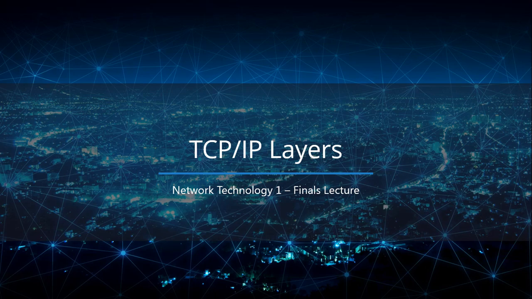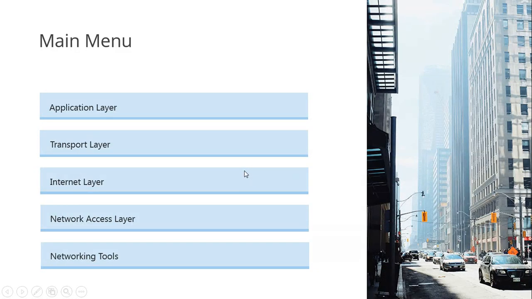As such, we will now be going into each of the layers and specifying the most common services and protocols under each layer. So, we will begin with the discussion of the application layer. Then we'll go to the other 3 layers successively: the transport layer, the internet layer, and the network access layer. For the lecture next week, we will be focusing on networking tools. So for now, for this specific lecture, we will be focusing on the layers.